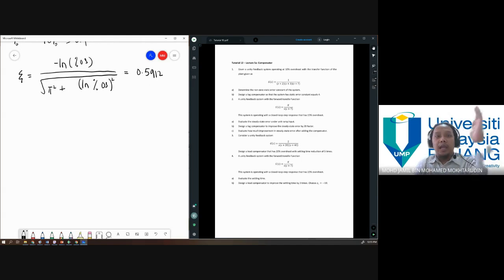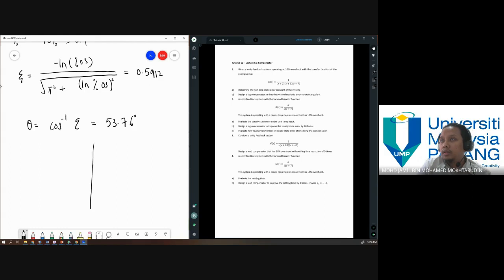So we need to find the angle of the line that intersects the root locus, the straight line. So theta equals cosine inverse of damping ratio. So we get 53.76 degrees. So if you sketch the root locus, okay, do we need to sketch this? In the exam you don't need to sketch. So this is the line. This is the angle, 53.76. And the root locus is probably something like this.